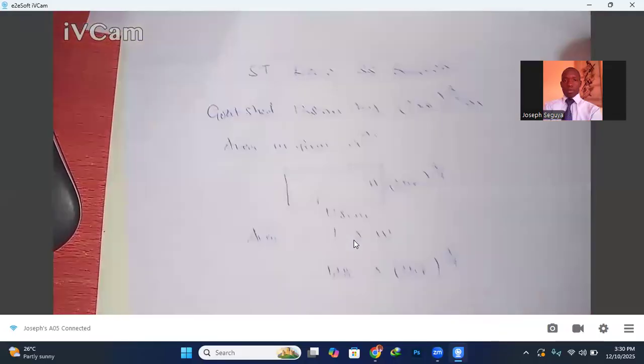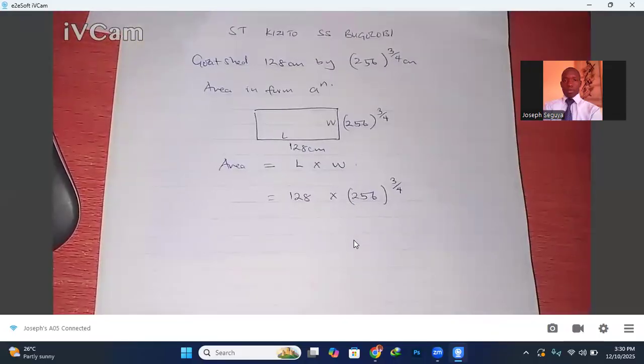Okay. So now, this question here, it's about area, but there are two hidden topics inside it. One of them is prime factorization. The other one is indices. Prime factorization and indices. We have to prime factorize 128 and also prime factorize 256.